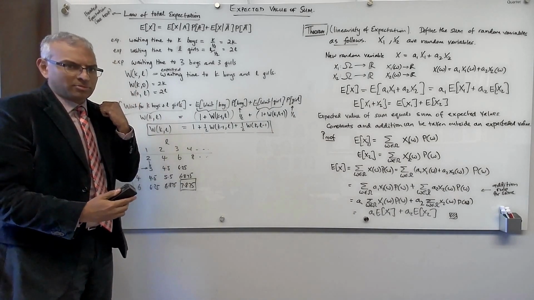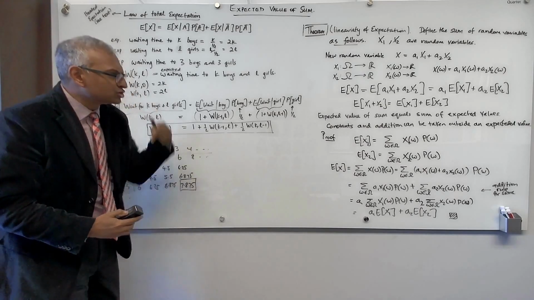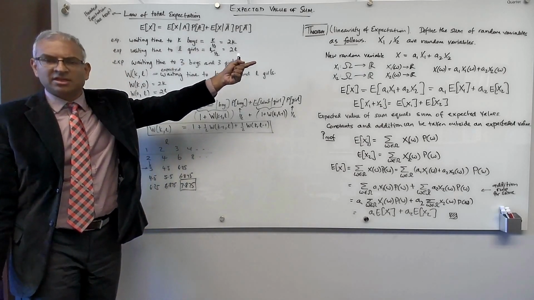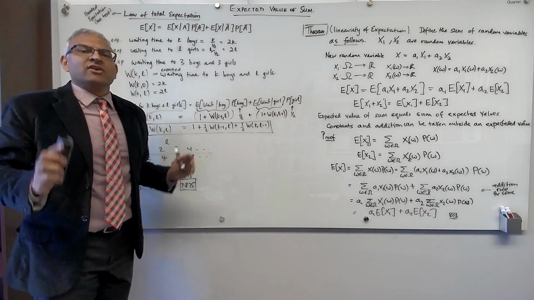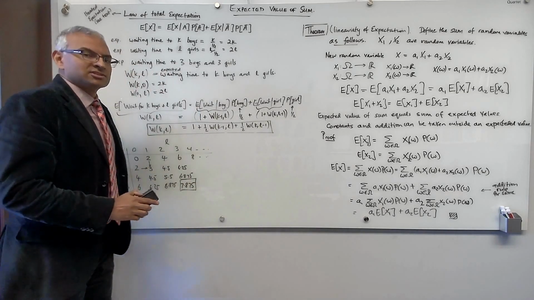Now, I want to tell you about indicator random variables. And when used with this theorem that the expected value of a sum is the sum of expected values, very powerful, very surprising, very stunning results can pop up.